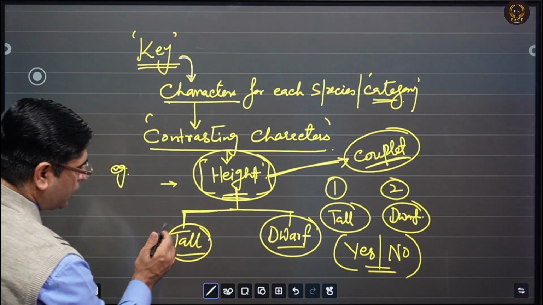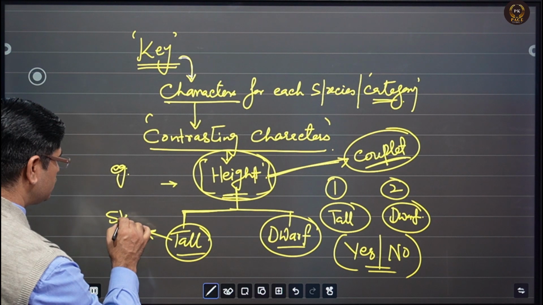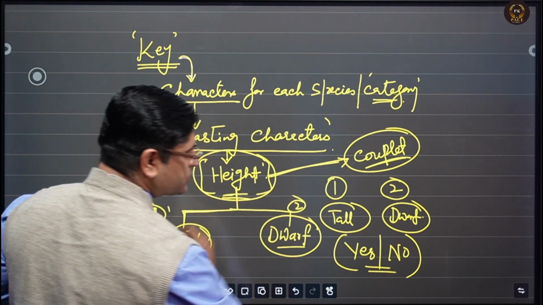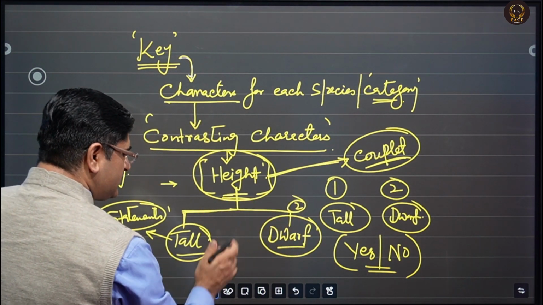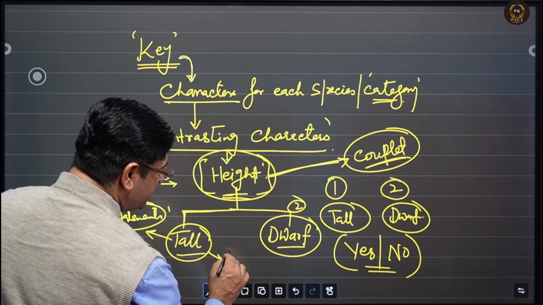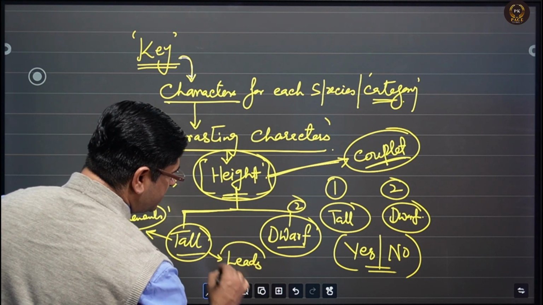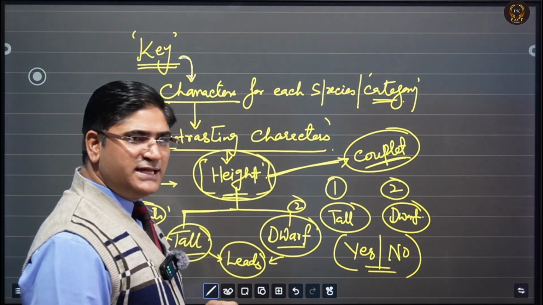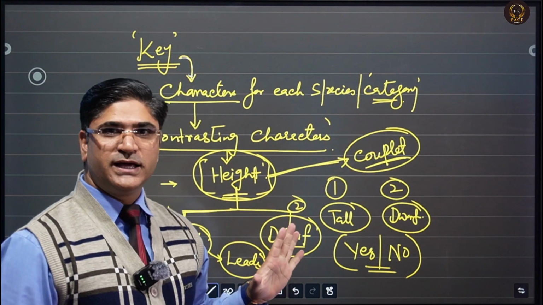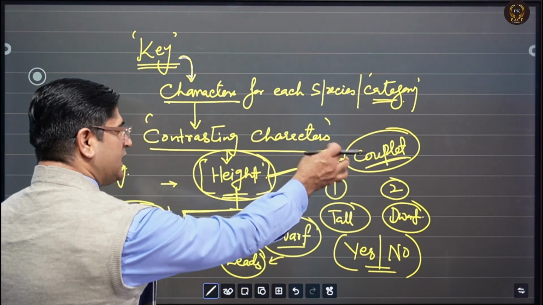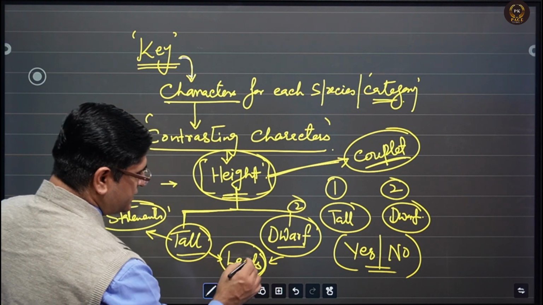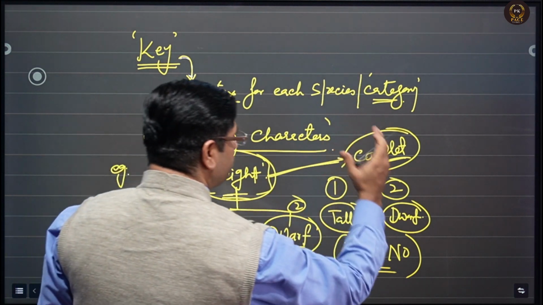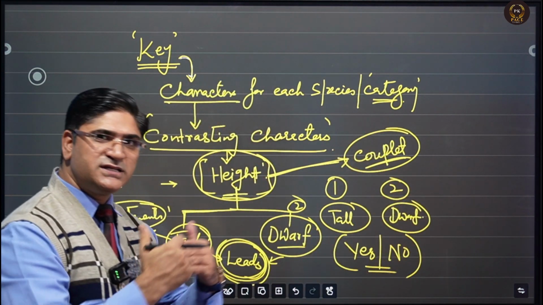So these are two different statements: statement 1, statement 2. These statements are known as leads. In the taxonomical nomenclature, they are known as leads, and the contrasting character is known as a couplet. So in the couplet, finally we choose the lead. It is the lead which helps the taxonomist to differentiate between the species. What is the difference between the species?